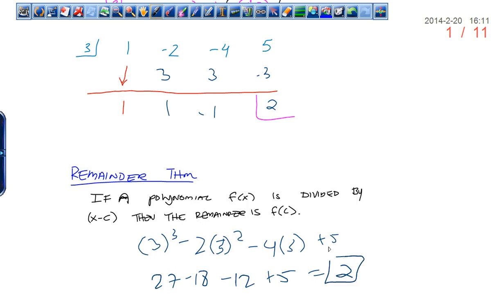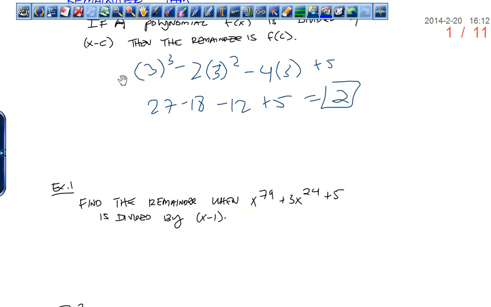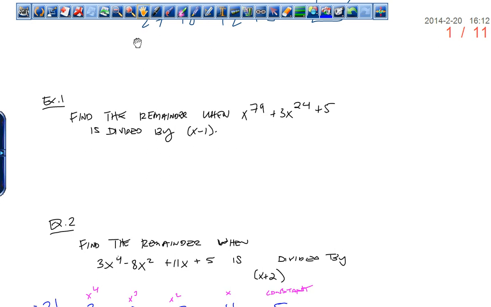Now, the reason why we're doing that, you know what, I'm going to hold off on that. We'll get to that here in a second with the factor theorem. Let's just practice getting the remainder a couple more times. So I've got a couple more examples here.